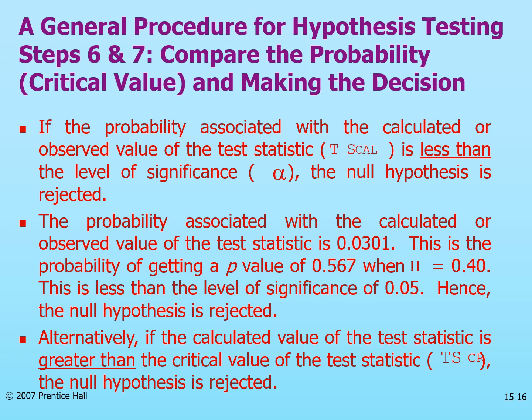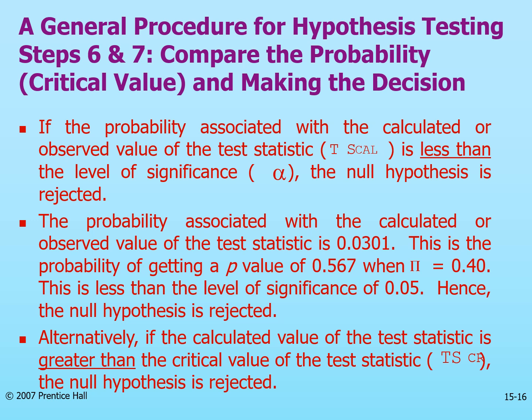A general procedure of hypothesis testing, steps number 6 and 7, comparing. If the probability associated with the calculated or observed value of the test statistic is less than the level of significance alpha, maybe 0.05, maybe 0.025, I'm repeating, it depends on your research subject or the point you are trying to analyze, the null hypothesis is rejected.